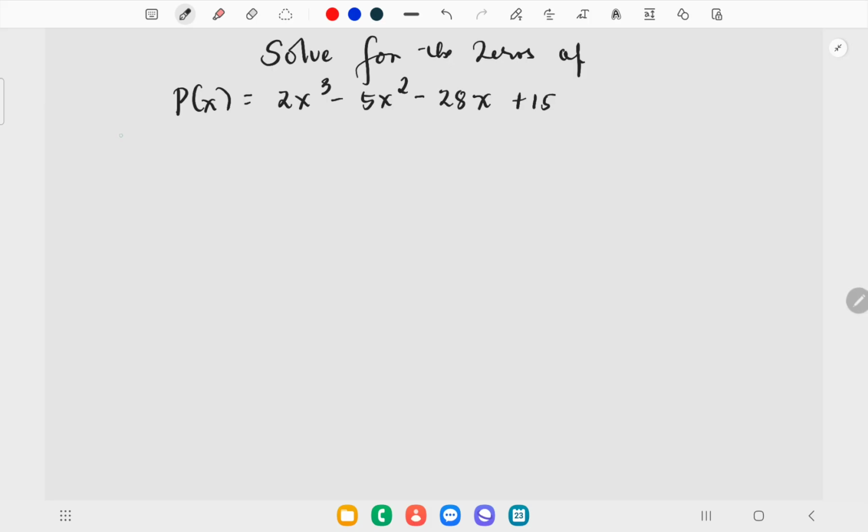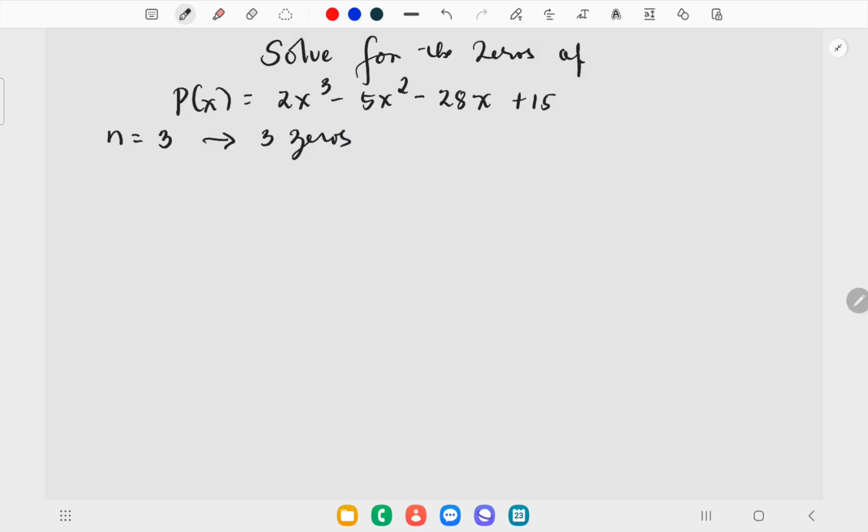So we start by noting what is the degree of the polynomial, and that is 3. By the fundamental theorem of algebra, the number of zeros is equal to the degree of the polynomial. Thus, n equals 3 would suggest that we are going to look for 3 zeros of the function.